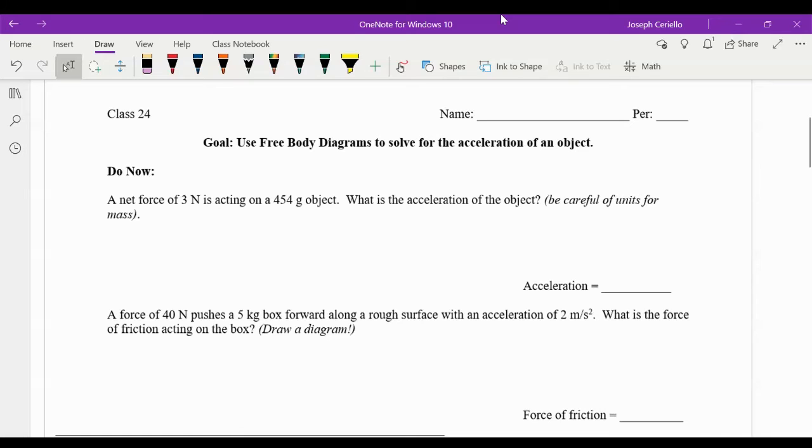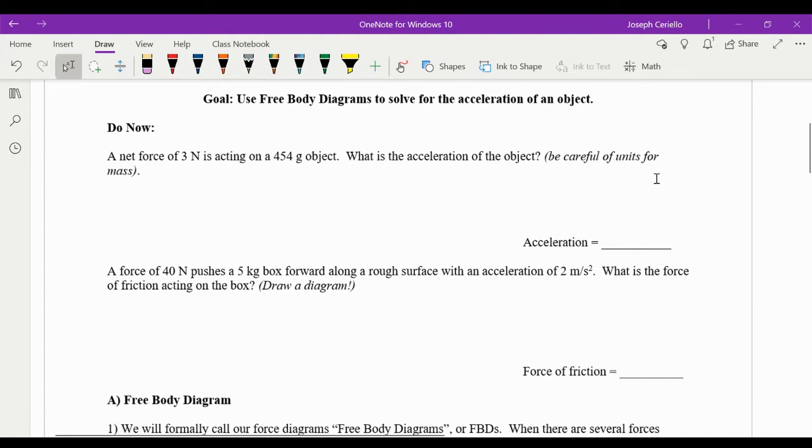Everyone looking at class number 24, our goal is to use free body diagrams to solve for the acceleration of an object. So we've actually done stuff like this before, but we've never drawn free body diagrams. So we're going to do it now as if we don't know what free body diagrams are, and then we'll see how to draw them appropriately.